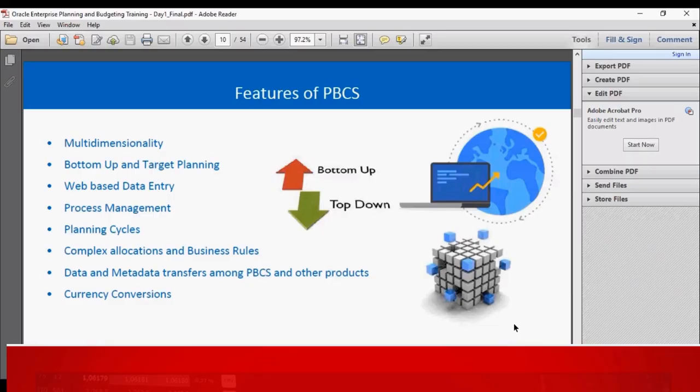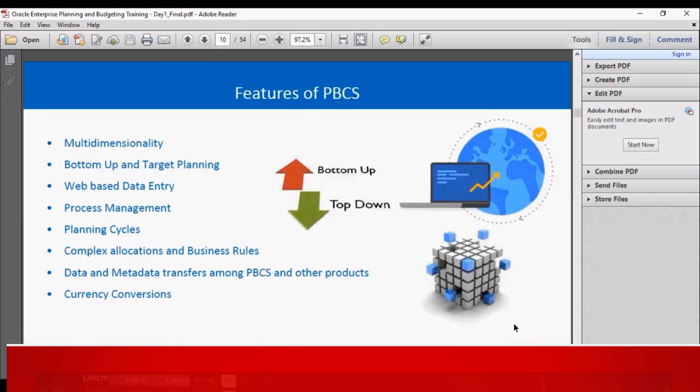The next one is process management. Process management is the workflow process to cater to approvals, like a planner submits data at a lower level and it goes for approval to the next level manager, and only if he approves it, the data is finalized. Such an approval process capability is possible through PBCS.